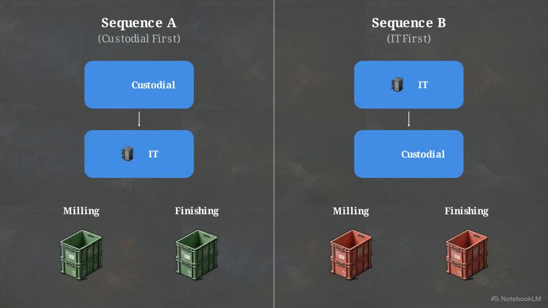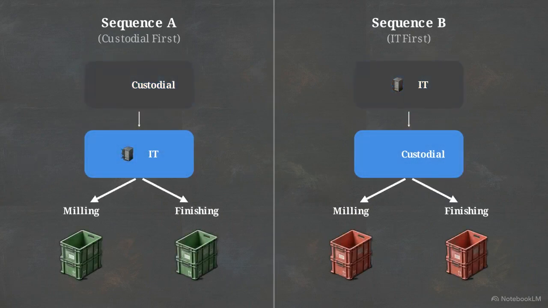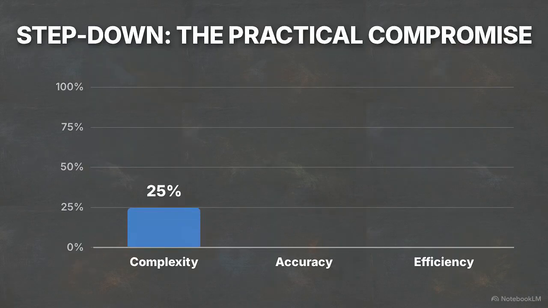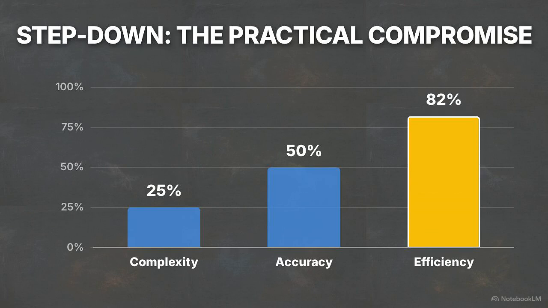This unidirectional flow exposes the method's main vulnerability. If we start the cascade with IT instead of custodial, the final cost distribution dropping to the production lines changes entirely. The step-down method serves as the standard practical compromise. It captures a portion of the circular departmental support, offering more structural accuracy without requiring complex simultaneous algebra.